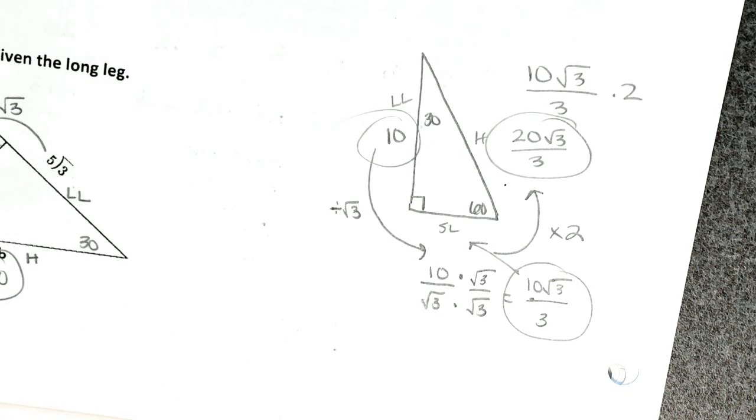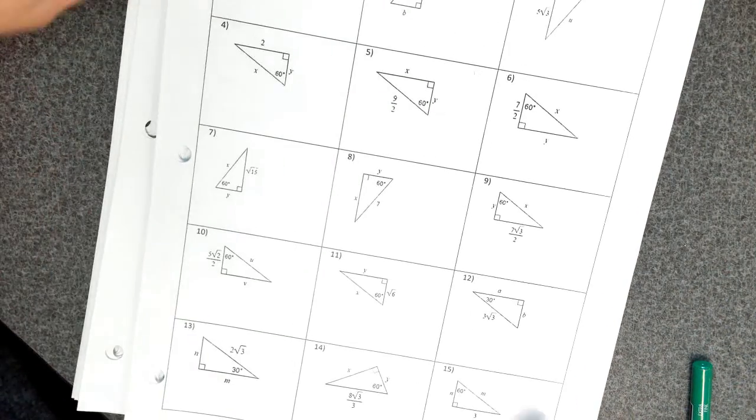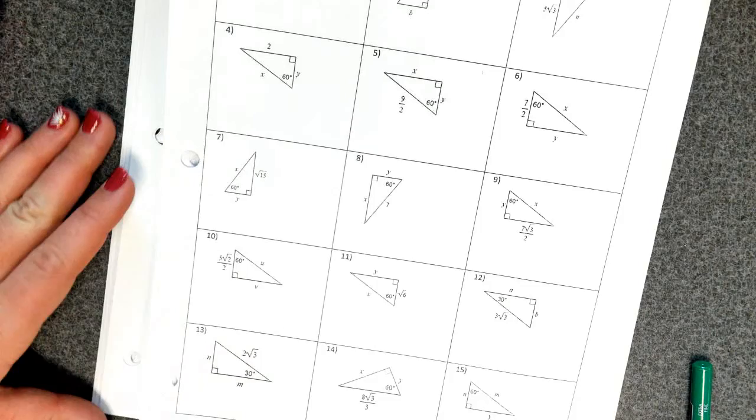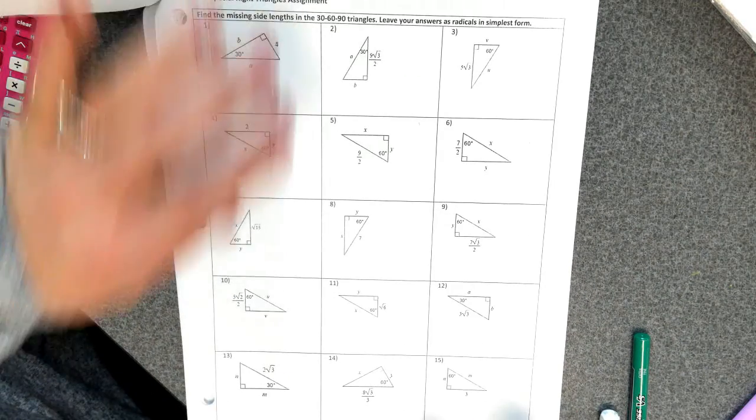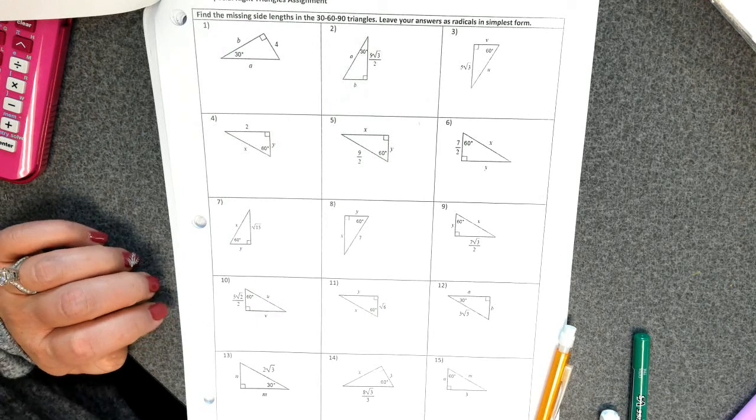Does that make sense? Okay, so if you flip the page, not to the next set of notes, but to where it says the 8.2 assignment, numbers 1 through 15 are all 30, 60, 90 triangles. So I showed you how to show your work by writing in arrows. So you guys can get started on this assignment.